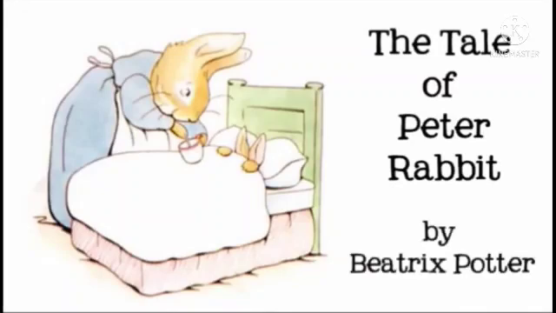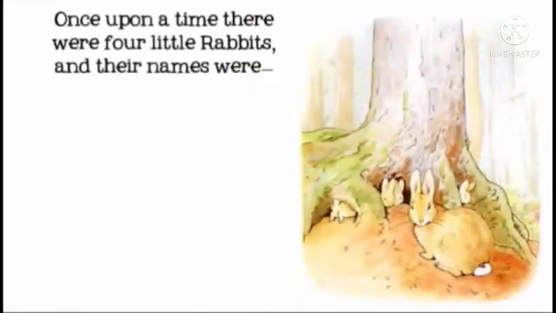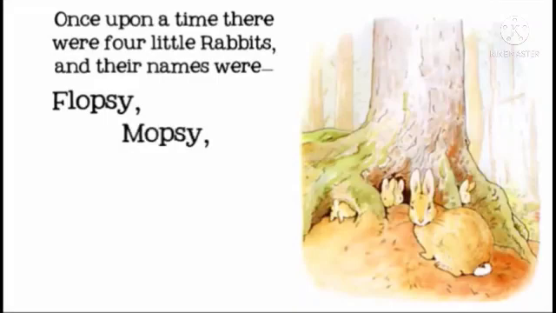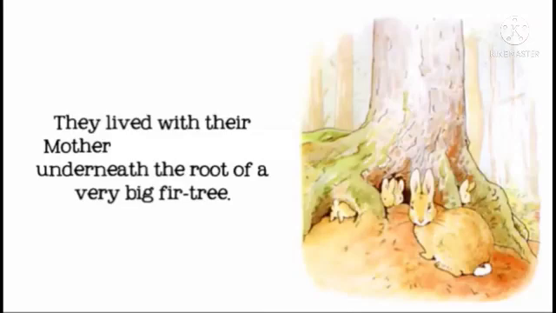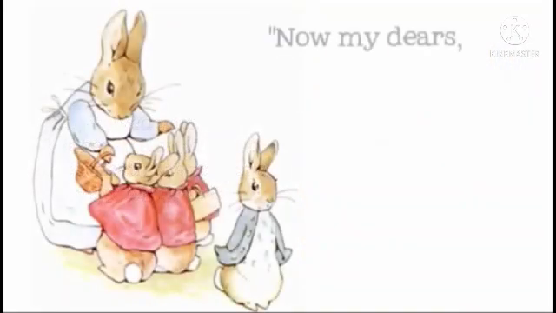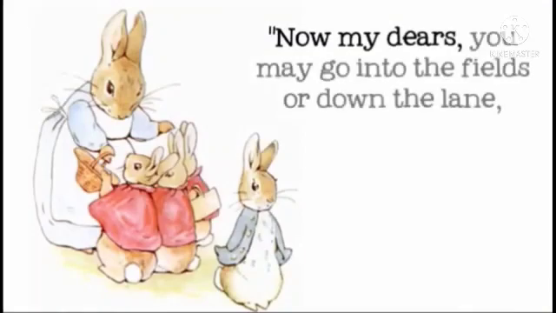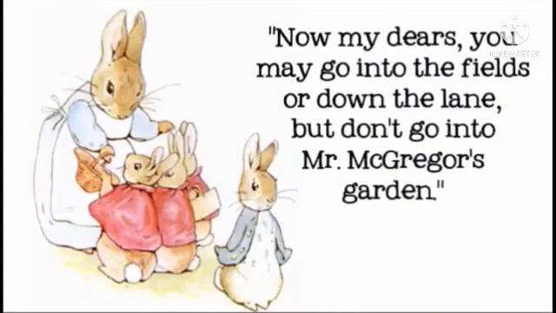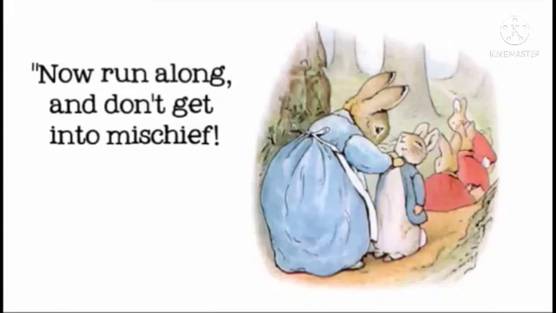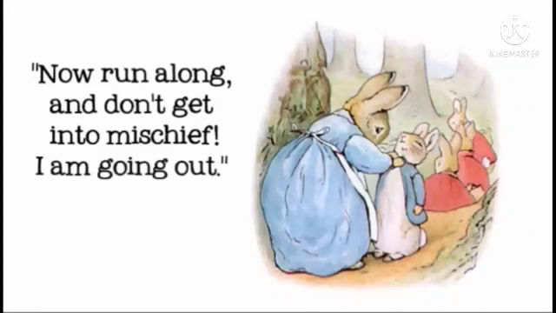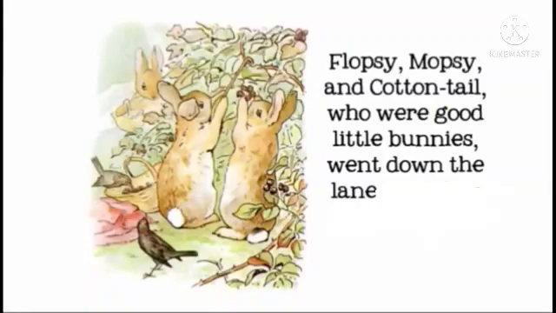The Tale of Peter Rabbit by Beatrix Potter. Once upon a time, there were 4 little rabbits, and their names were Flopsy, Mopsy, Cottontail, and Peter. They lived with their mother underneath the root of a very big fir tree. "Now, my dears," said old Mrs. Rabbit one morning, "you may go into the fields or down the lane, but don't go into Mr. McGregor's garden. Your father had an accident there. Now run along and don't get into mischief. I am going out." Flopsy, Mopsy, and Cottontail, who were good little bunnies, went down to the lane.